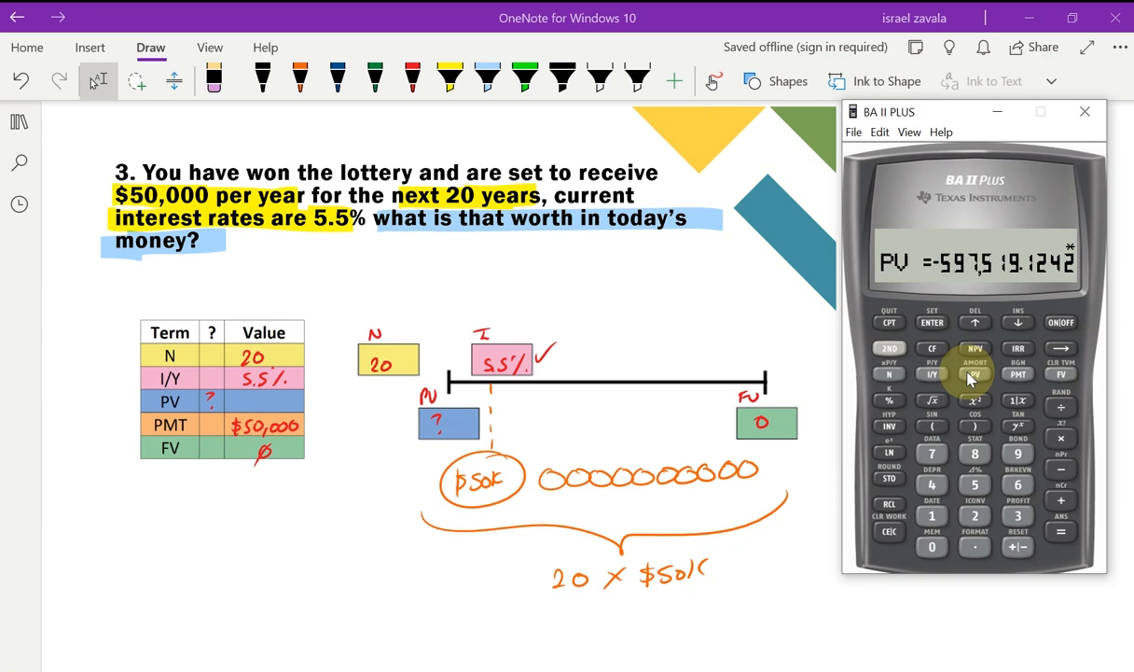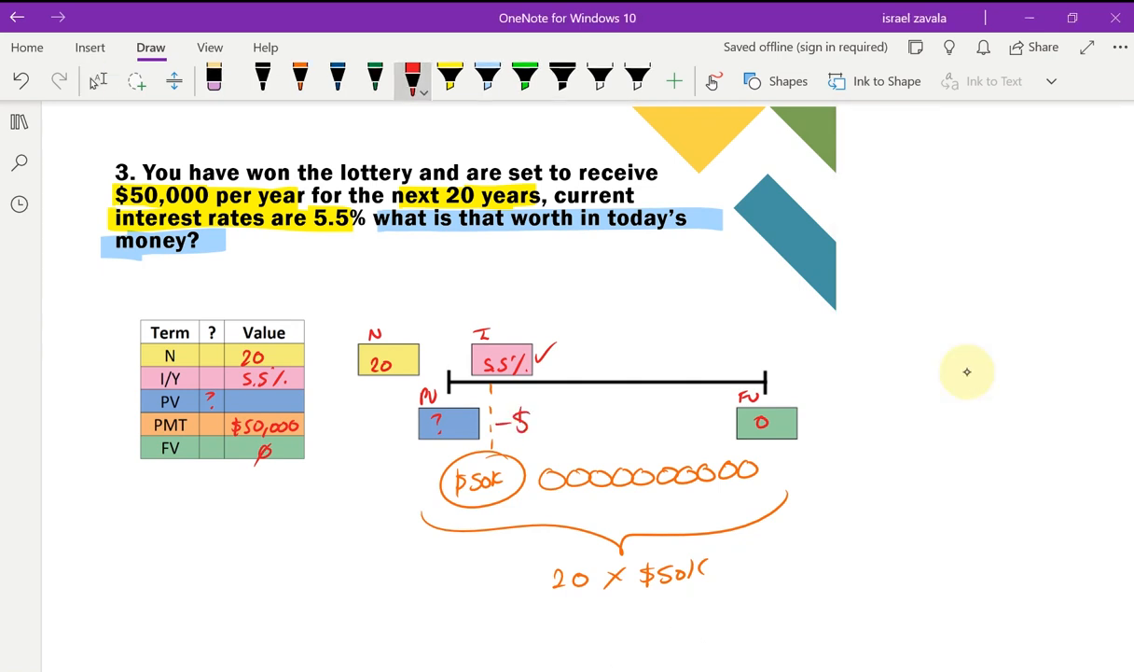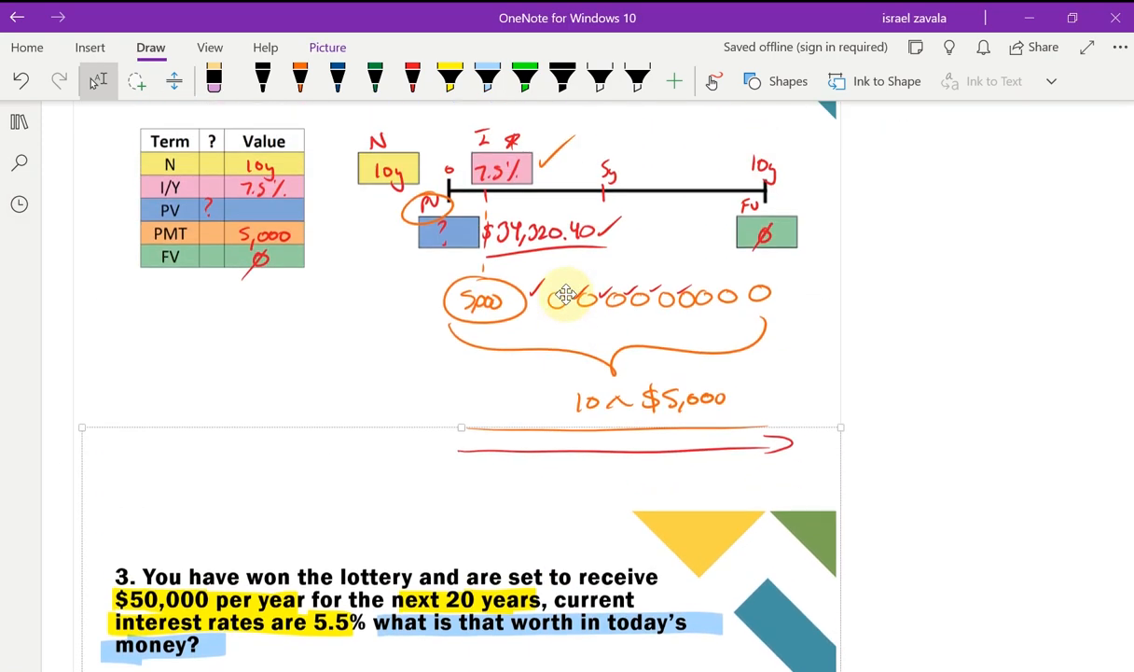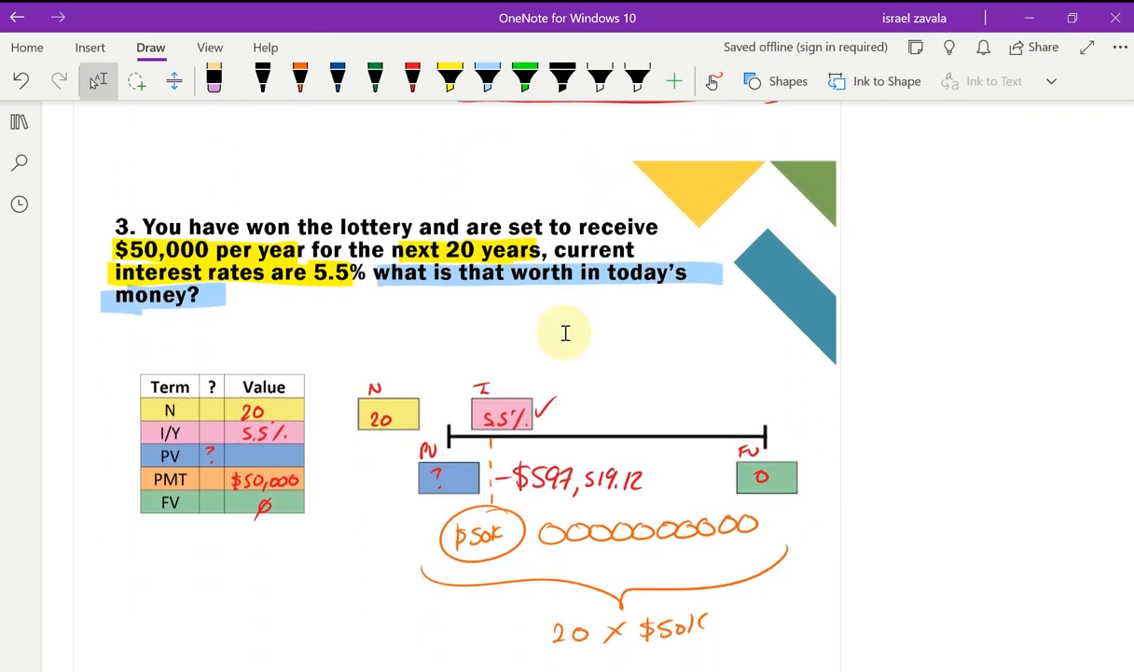So that stream of payments today is worth $597,519.12. Let's make sure we got that right. Yep, perfect. Let me make sure I put the negative on this one also. Keep forgetting that. Okay. All right.